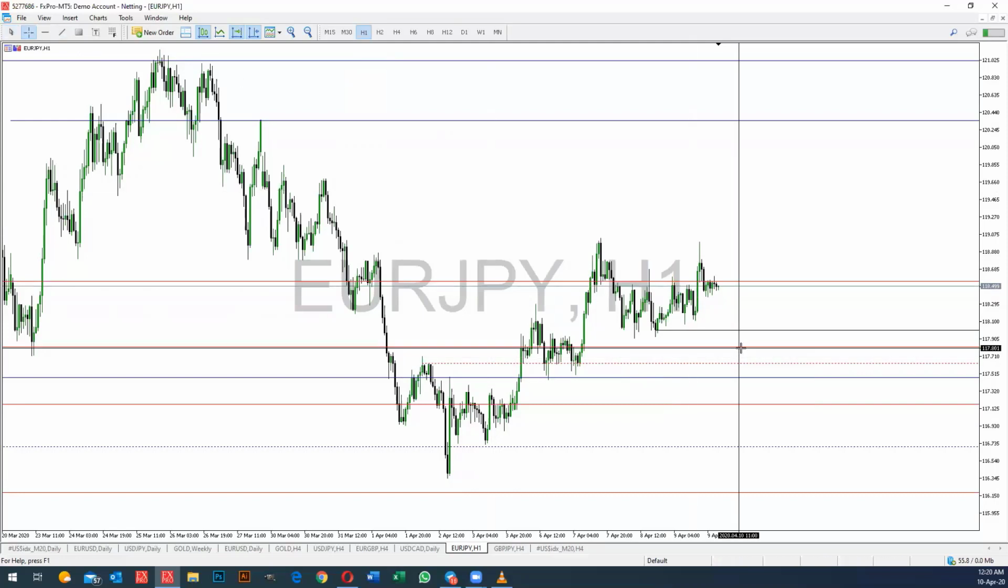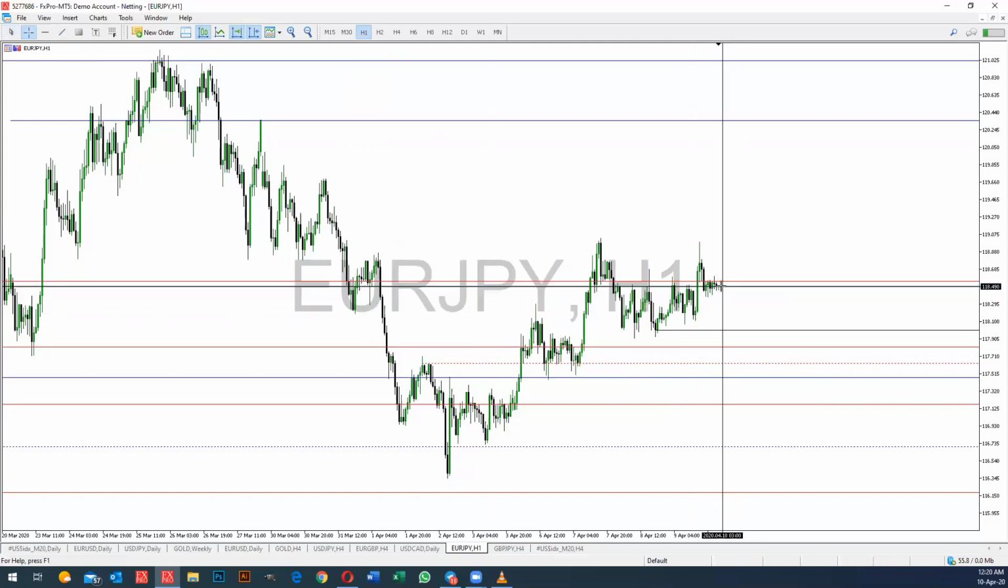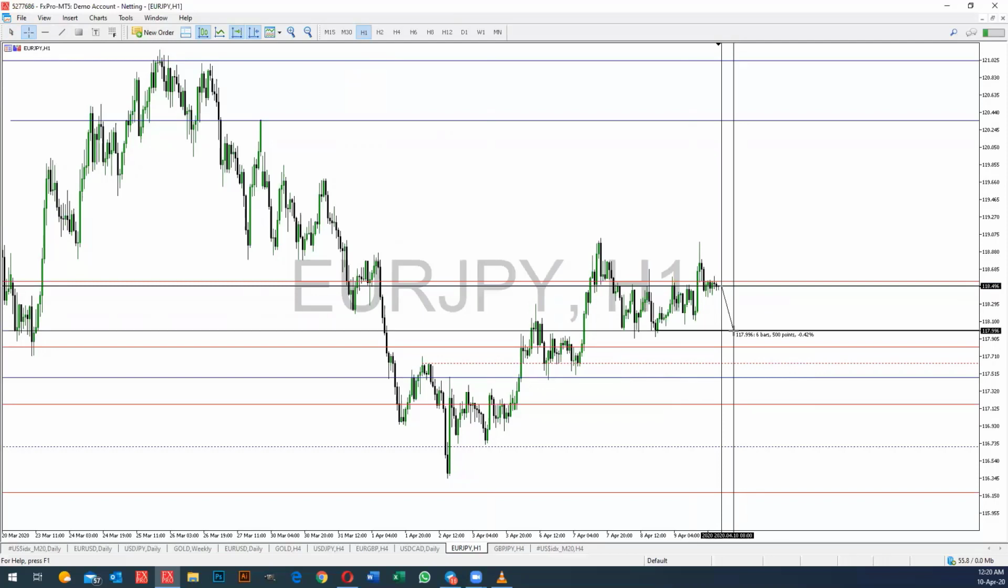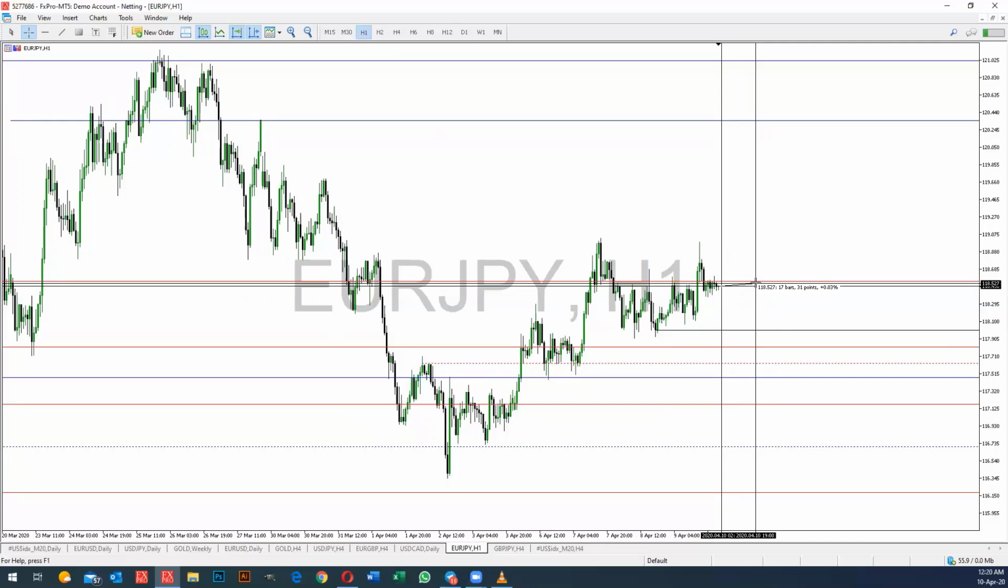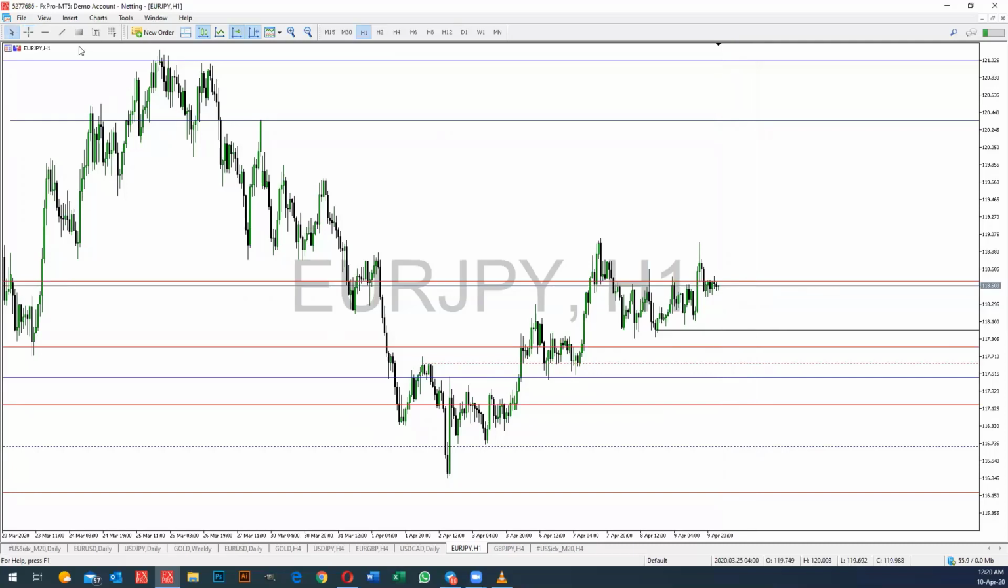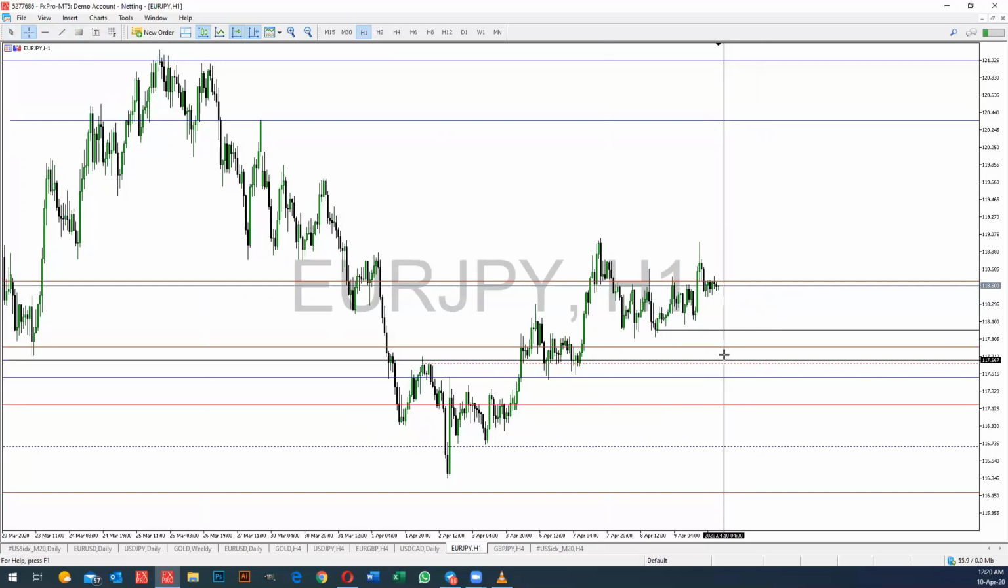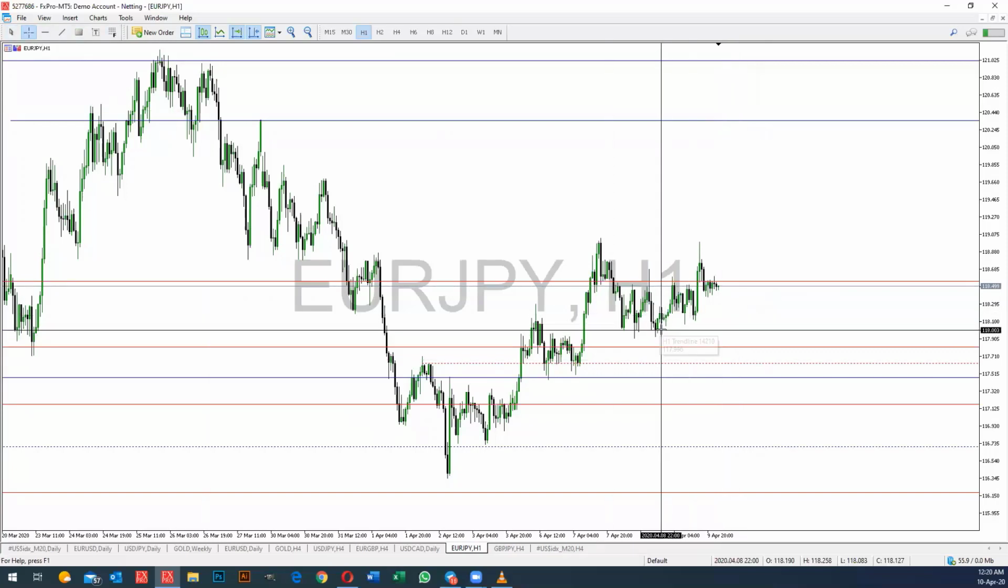And the good thing about euro yen, these guys, they move, bro. You see, that's like 50 now. So from there to your next daily order block, if we're looking for longs from 118, the one at 118.50, that will be your next target.